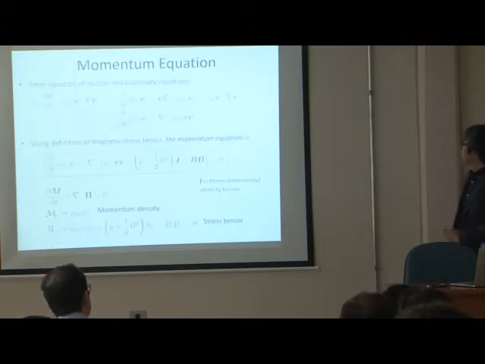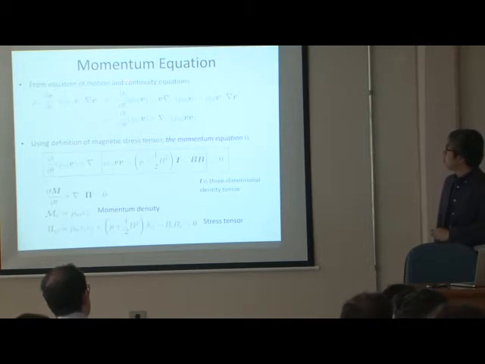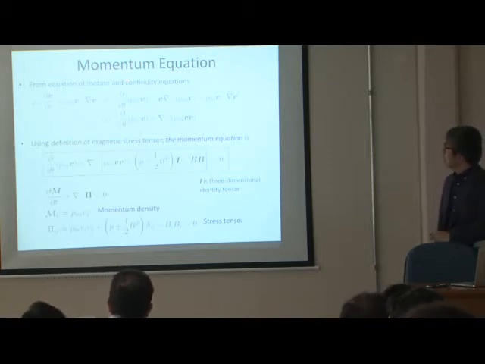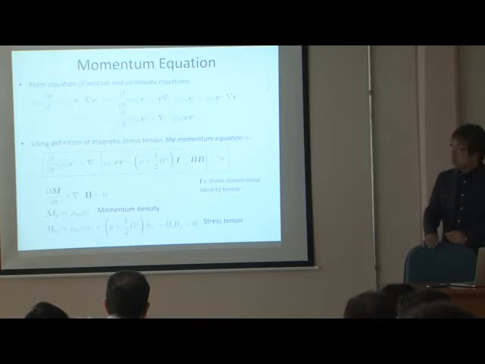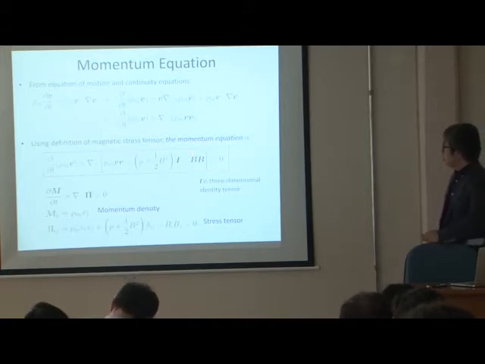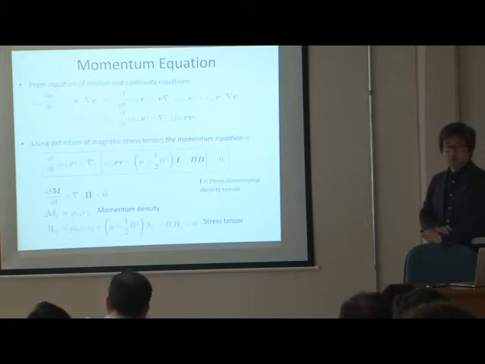Okay. So this is the momentum equation. From the equation of motion and the continuity equation, we can couple them together. Using the definition of the magnetic stress tensor, the momentum equation is written here. This originally comes from both the equation of motion and the continuity equation. You can rewrite it a little bit and get this equation, which is also the conservation form of the momentum equation.